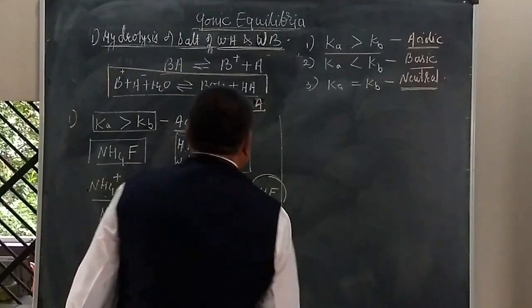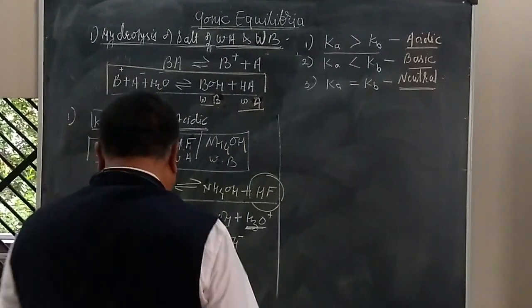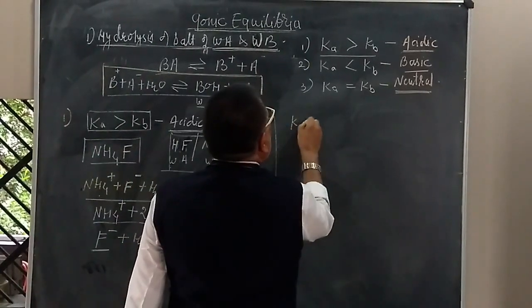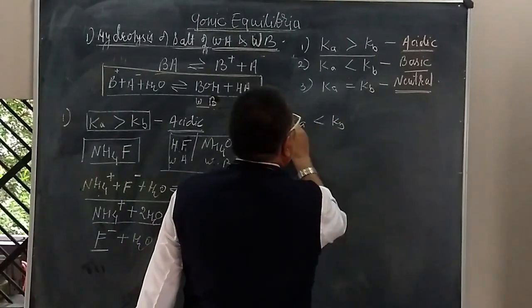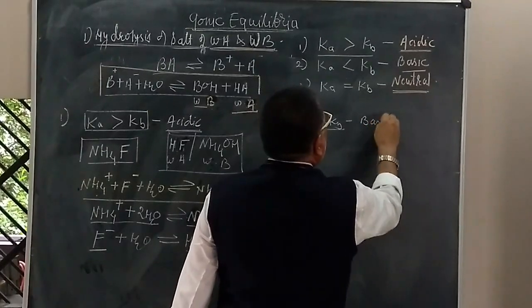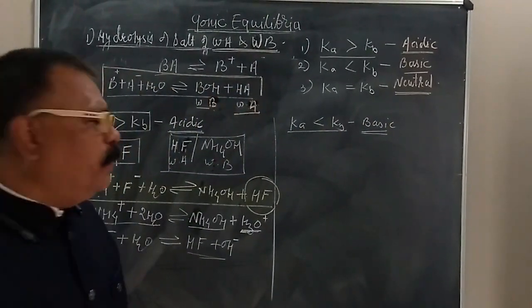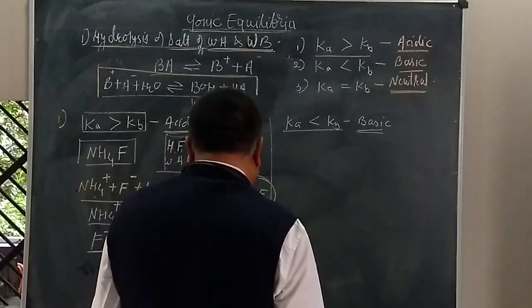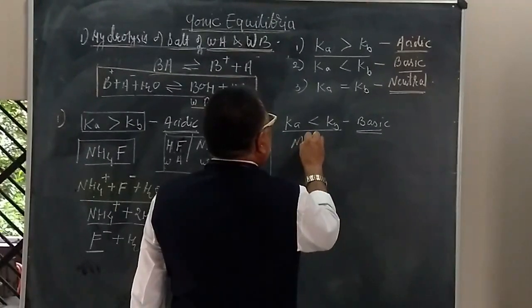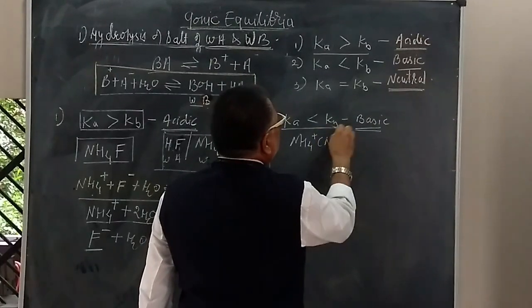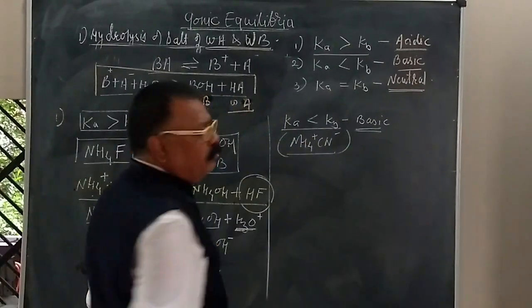While on the contrary, the second condition कौन सी है? That the Ka is less than Kb. अगर ऐसी कंडीशन होती है तो ये जो रिजल्टिंग सॉल्यूशन होगा, वो रिजल्टिंग सॉल्यूशन कैसे होगा? That becomes the basic. चलो हम लोग यहां पे एक एग्जांपल की बात करेंगे. See that is the ammonium cyanide. This is the one salt.